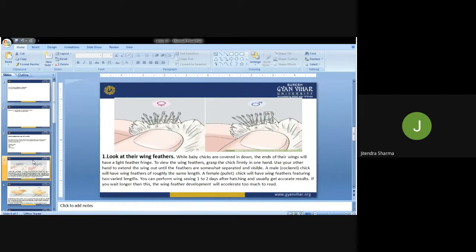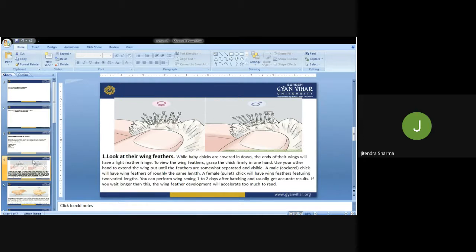Whereas in the case of the female in the picture, you can clearly observe that there is no similarity in the length of the feathers. You can perform wing sexing 1 to 2 days after hatching and usually get accurate results. Through this process, we can have almost 90-95% accuracy in the results.